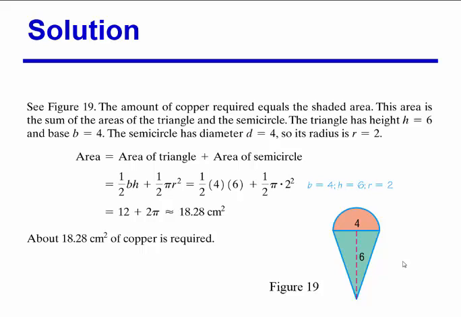So here we have the diagram. The amount of copper required equals the shaded area. This area is the sum of the areas of the triangle and the semicircle. The triangle has a height of 6 and a base of 4. The semicircle has a diameter of 4 and its radius r is equal to 2. So the total area is equal to the area of the triangle plus the area of the semicircle. And here we have the formulas. Input the values that we were given. So we're going to need about 18.28 square centimeters of copper to complete this ornament.